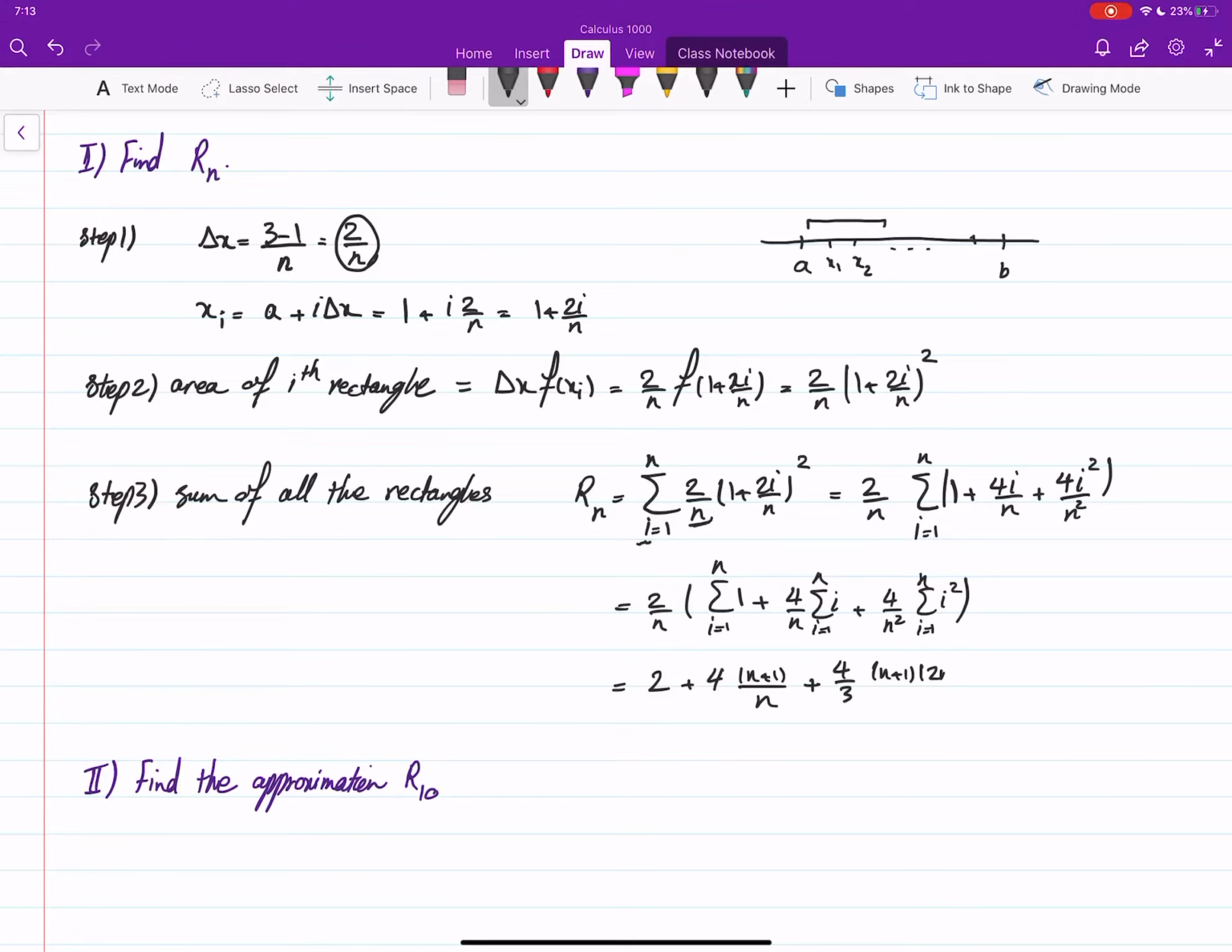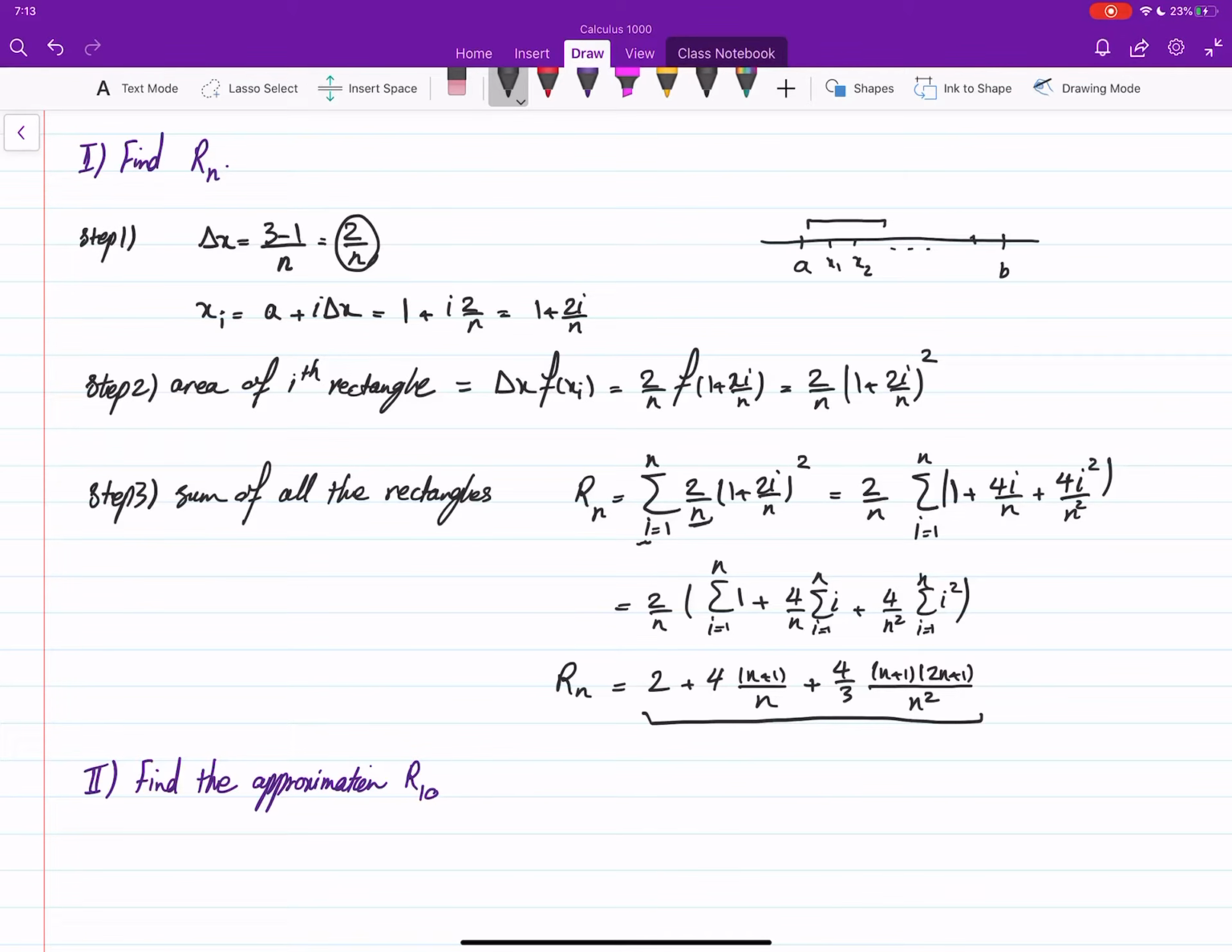2n plus 1 over n squared. And that's what we have for our Rn. This is the general formula. You got rid of the summation, and you have a formula only in terms of n. You see, this is an expression which has only n.